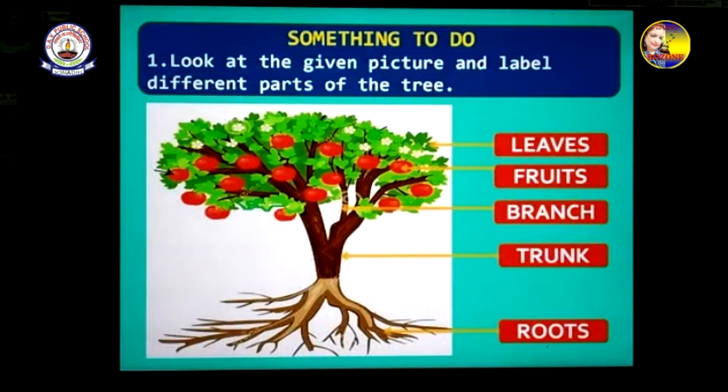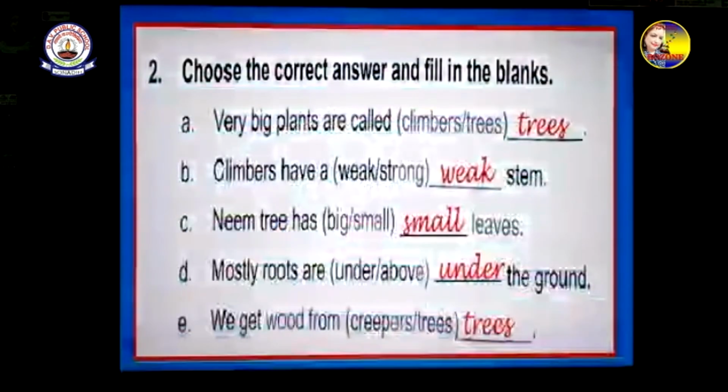Now something to do in your book, it is given there. You have to do these questions. Look at the given picture and label different parts of the tree. I have already labeled for you roots, trunk, branch, fruits, leaves. So you see and you do accordingly, which is the root and which is the trunk. All these things you see.